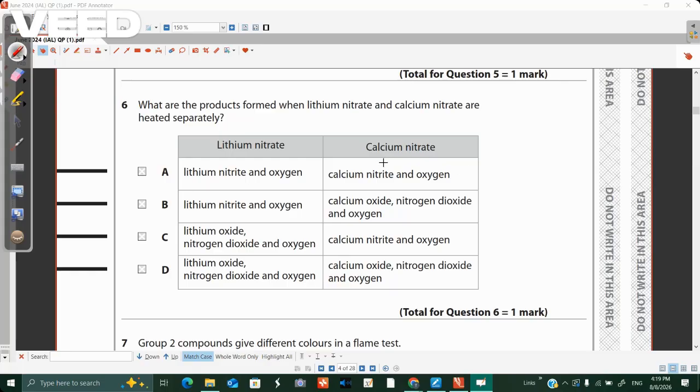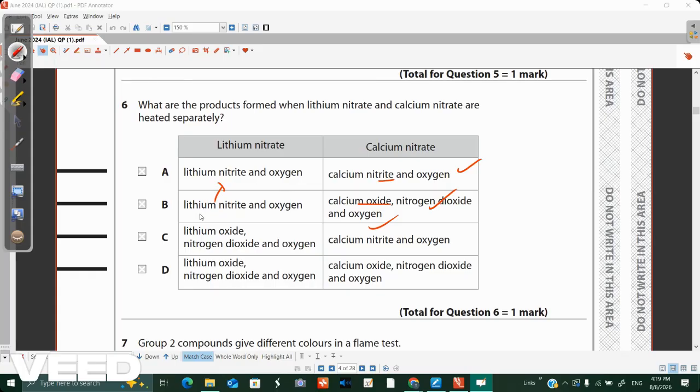So A is wrong, calcium oxide is the answer, and nitrogen dioxide and oxygen. Even though lithium is found in group number 1, it is behaving in the thermal decomposition of carbonates and nitrates just like group 2 elements, right? Group 2 is beryllium, magnesium, calcium, strontium, barium, radium. So they are giving oxide and releasing nitrogen dioxide. So it cannot be calcium nitrite. It must be calcium oxide, nitrogen dioxide, and oxygen.